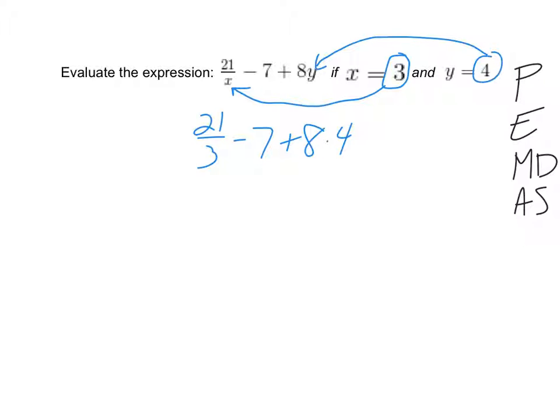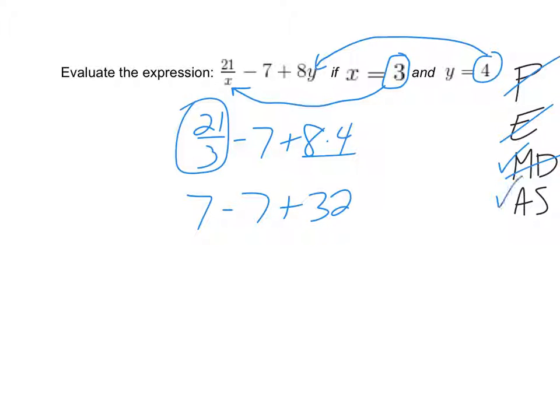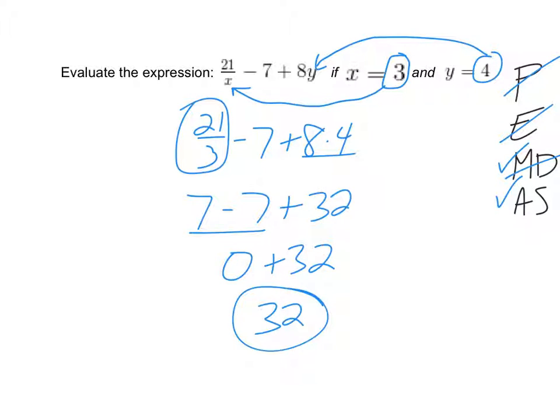Going through my order of operations, no parentheses, no exponents. Multiply, divide from left to right. 21 over 3 is 21 divided by 3, which gives me 7. 8 times 4 gives me 32. So I've got 7 minus 7 plus 32. No more multiplication or division, so I can move on to adding and subtracting. From left to right, 7 minus 7 gives me 0. 0 plus 32 gives me an answer of 32.